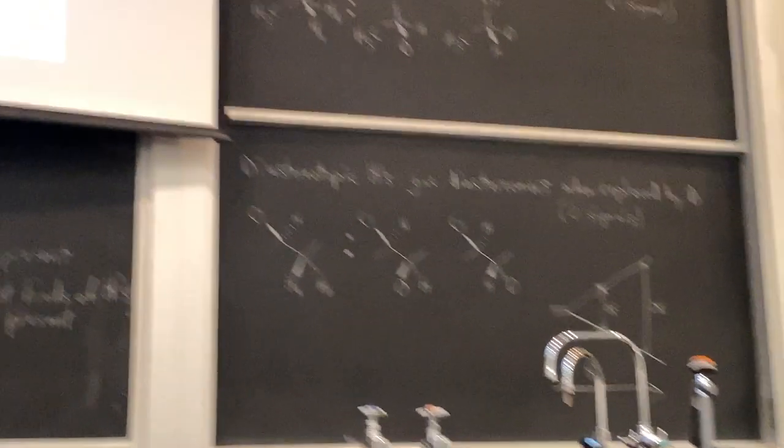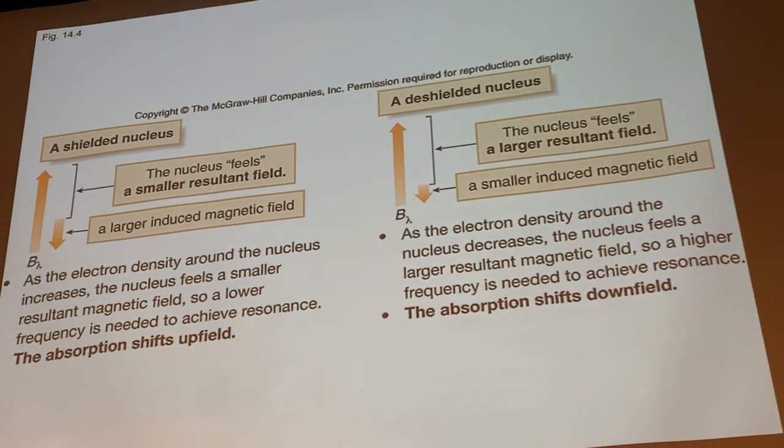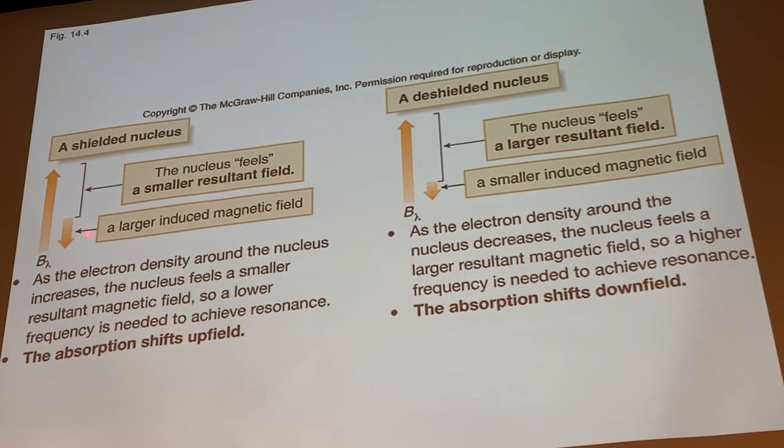So there's another figure in the book that shows this very nicely. Here would be a case on the left where we had more electron density near the proton, more shielding. A smaller net magnetic field, or resultant field, leads to a lower value. And remember, upfield corresponds to a lower value for chemical shift.